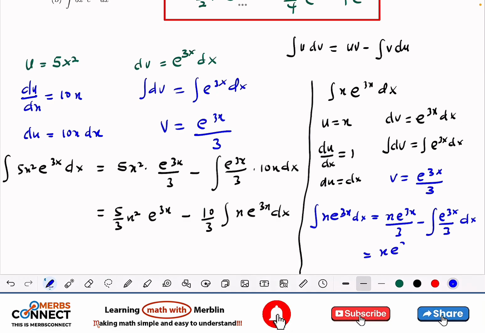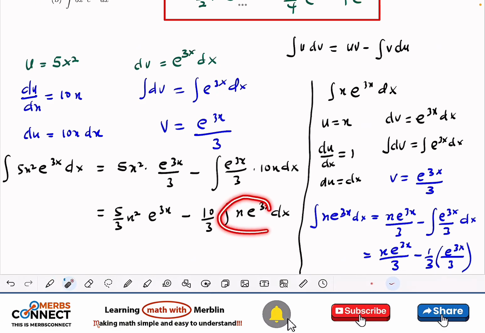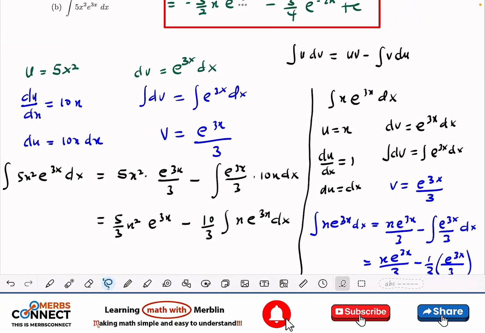x e to the power 3x divided by 3 minus, now when I integrate this, I can factor the 1 over 3 out. But when I integrate this, what am I going to get? I'm going to have e to the power 3x again divided by 3. So this is what I'm going to get. So on this part, I'm going to have this. So what I'm going to do is I'm going to replace this by what is here. So that is what is going to cost us when we need to do integration by parts 2 times.